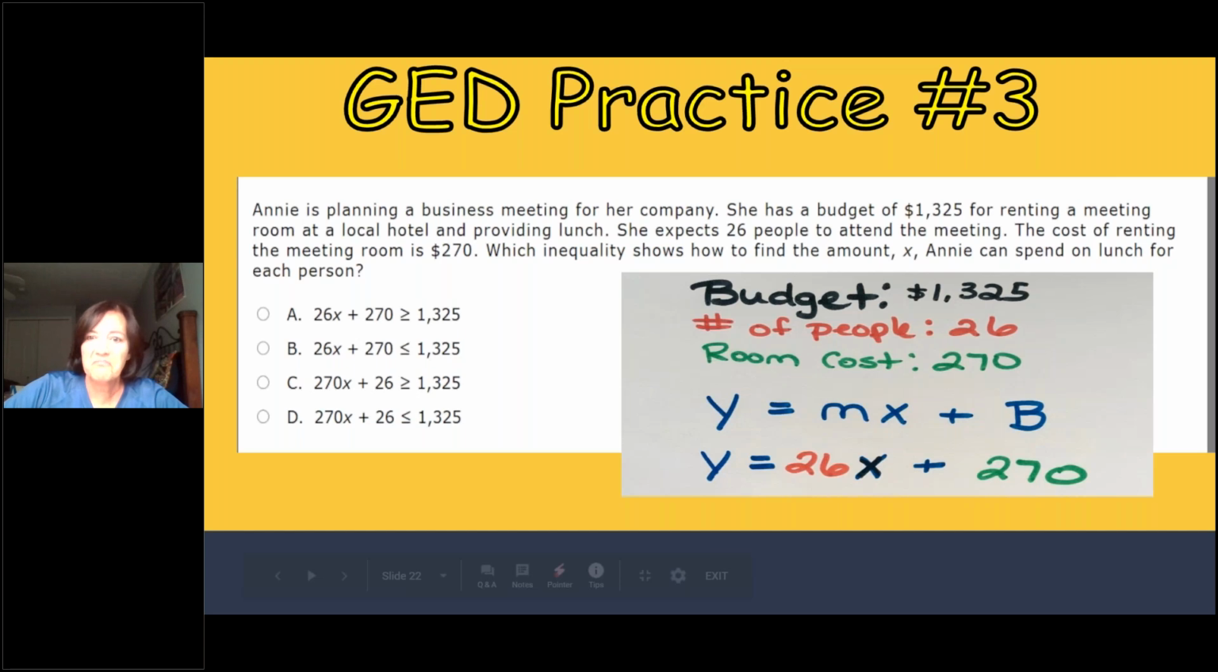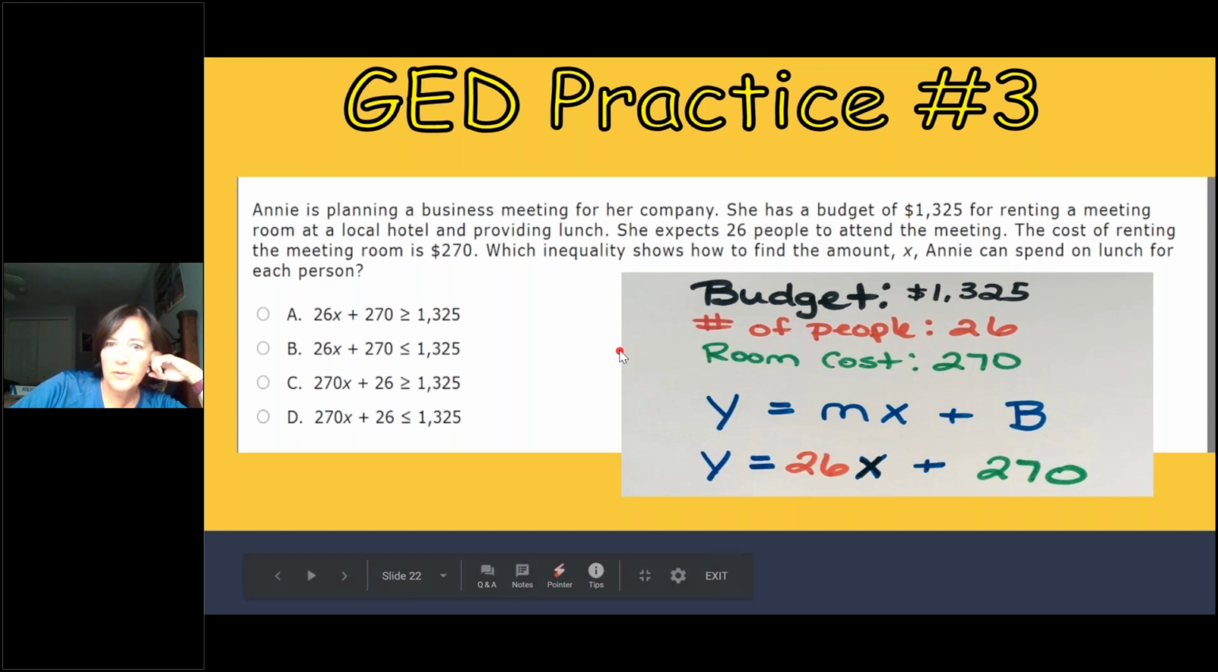Oh, but wait a second. That's not an option. That's none of our choices. Okay. So they have told us our total budget is $1,325. That is going to be our dependent variable. You know, the total amount that we spend depends on all the costs we have over here on the right side. So I am now going to substitute 1,325 for y. Now also, they have an inequality, and I have an equal sign.